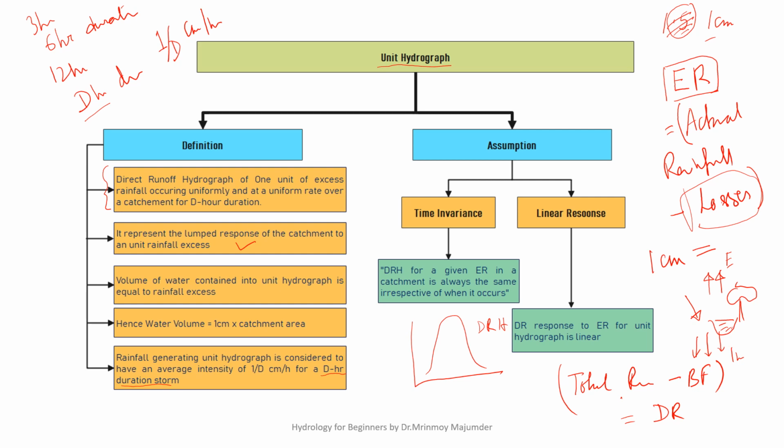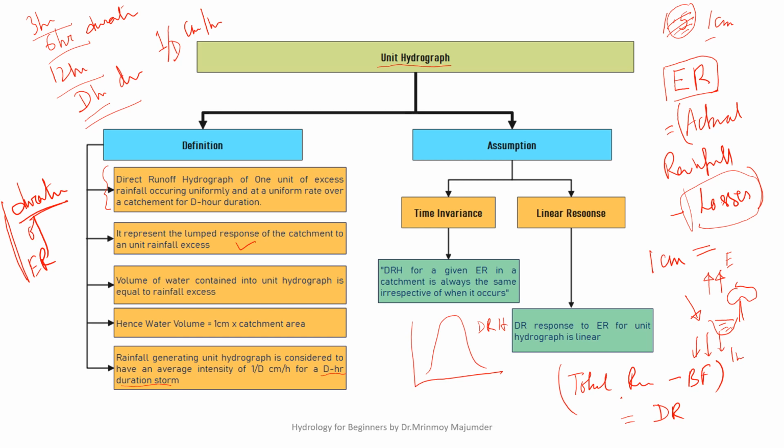So here also, when we are talking about 3-hour duration, 6-hour duration, 12-hour duration, D-hour duration, that means the duration of the excess rainfall, not duration of the runoff. It is the duration of excess rainfall. This is often confused by students. They think this duration is about the runoff. No, it is the duration of the excess rainfall.